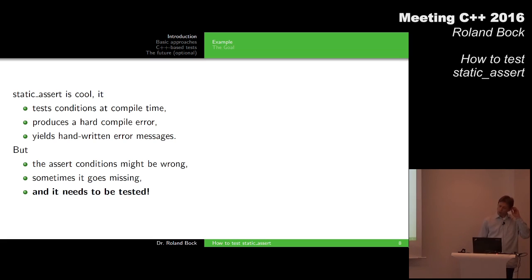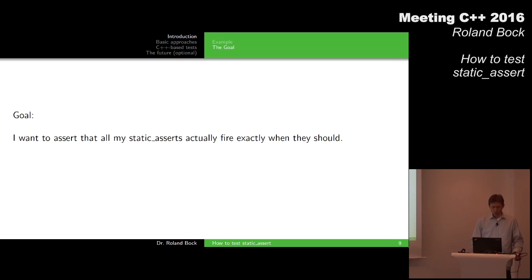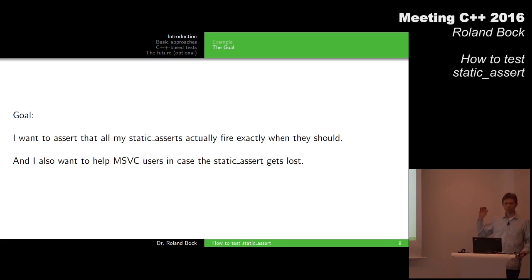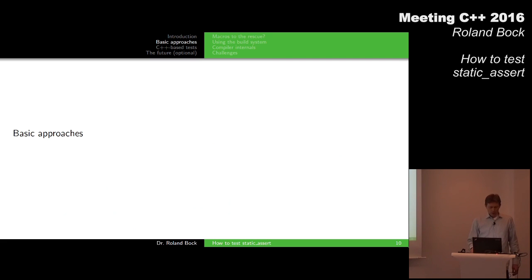Okay, so static assert is cool for all the reasons I already mentioned, but sometimes you might get the conditions wrong. Sometimes it just goes missing, and well, it's just not there. That means it needs to be tested because we need to be sure that it actually fires when it should. So that's the goal for today. I want to assert that all my static asserts actually fire when they should. And if for some reason it still gets lost with MSVC, then I still want to give them some information that helps them to understand what is going on.